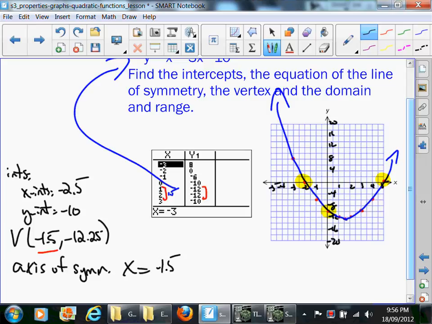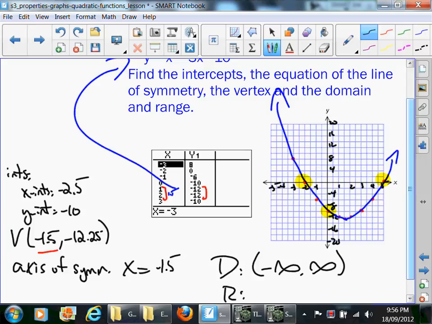So as such, the domain is going to be, now how we write domain, we haven't done this for a while. Basically, it's all real numbers. We can just use round brackets here and go from negative infinity to infinity, which tells us that it's all real numbers. Now the range, it's not all real numbers because there is a minimum value.